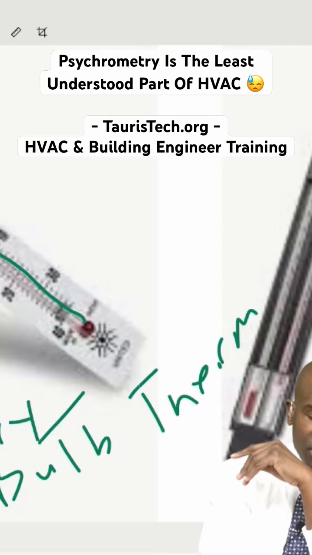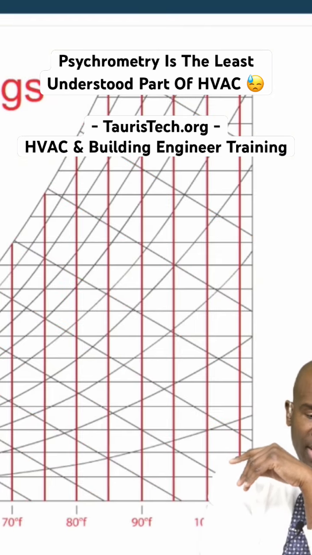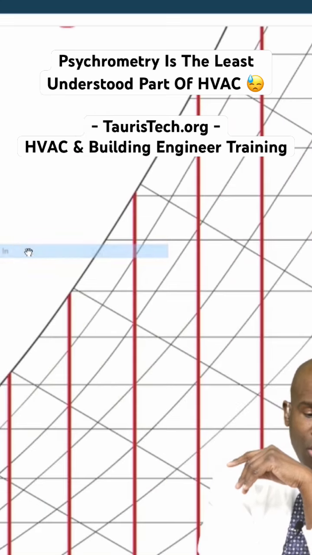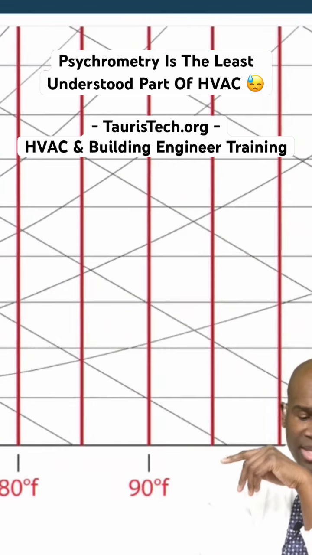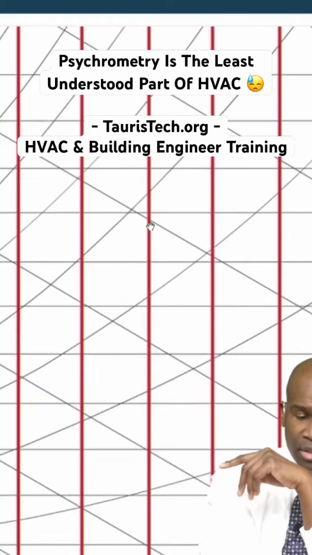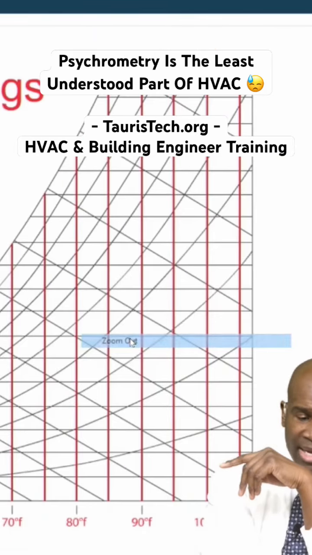Now, let's go back to our chart here. So my wet bulb reading, we'll skip ahead. This is my dry bulb reading. So the dry bulb readings are my vertical lines. So let's say my ambient air temperature is 90 degrees, all right? This line right here, that's my 90-degree line.